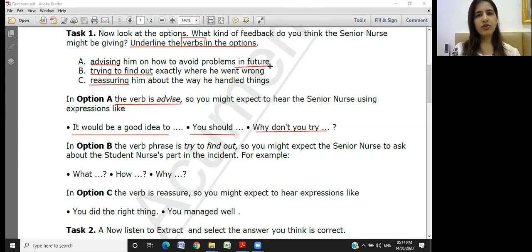So after reading this, you also get to know that this incident might be a problematic one, and that is why probably the nurse is giving advice on how they can avoid this kind of problems in the future.